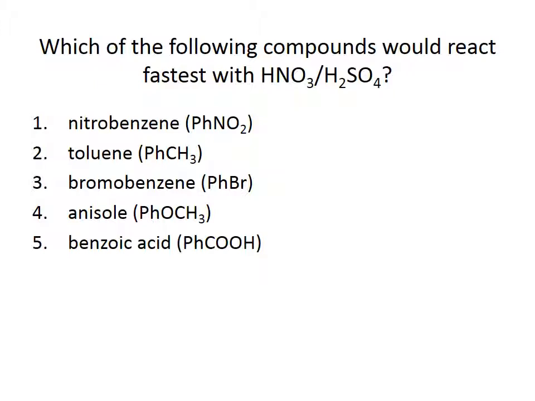The carboxylic acid and nitro group are meta deactivators, so we can automatically throw those out. They're very slow. Bromine is an ortho-para deactivator, so it's also deactivating and slower. Both the methyl group and the methoxy group are activating. Which one is a stronger activating group? The one with the non-bonding pairs that are directly adjacent to the benzene ring are the greatest activators. So the compound that would be fastest would be anisole because it has oxygen attached directly to the ring.